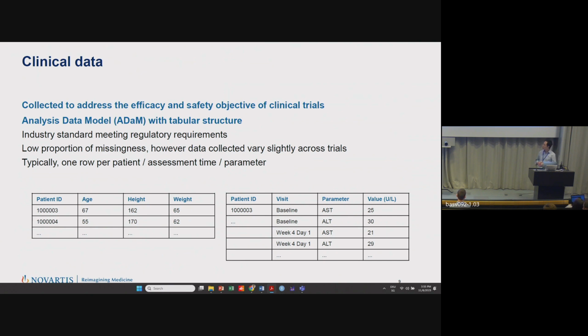Below is just a visualization of how the data actually looks. On the left, we have a demographics table, which shows 1 row per patient. And then on the right, we have a more longitudinal safety data collection, which shows 1 row per patient, per assessment time, and then per parameter. This kind of data we are used to analyzing, and it is easy to analyze with different software, especially from a statistician's point of view. These are tabular, so easy to work with.